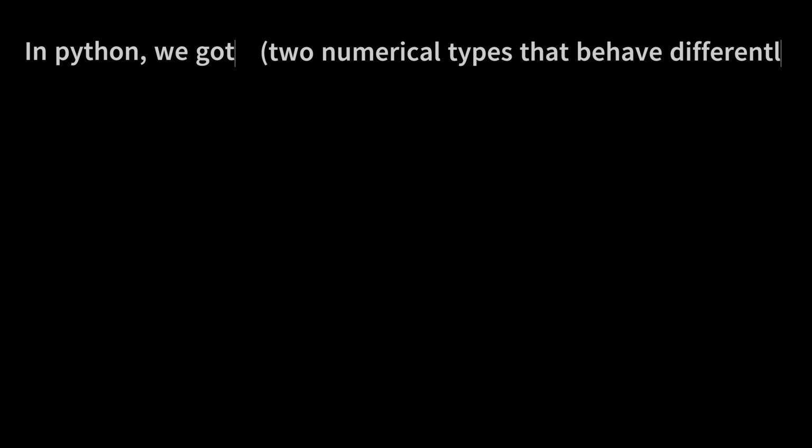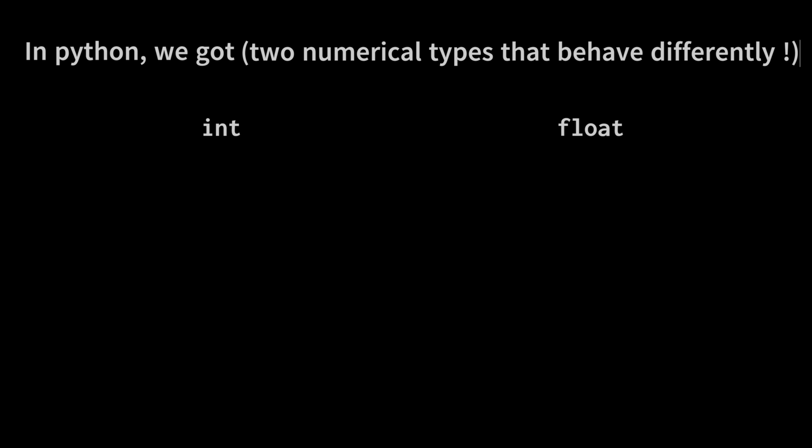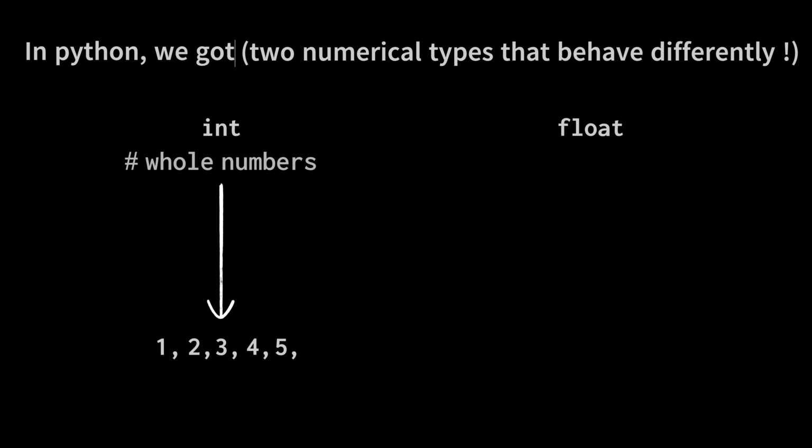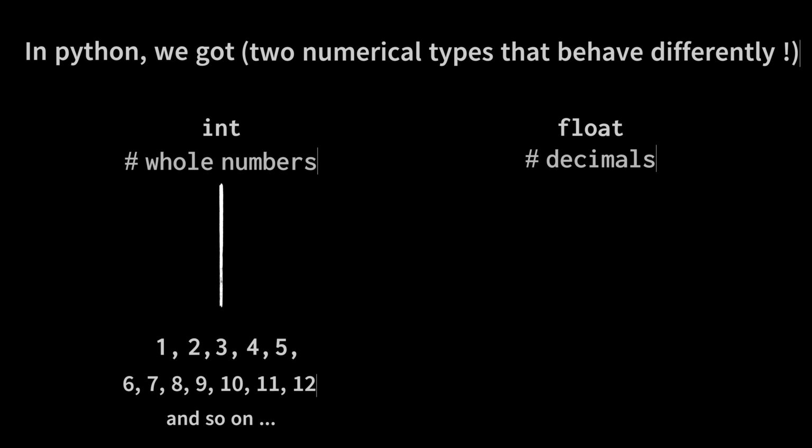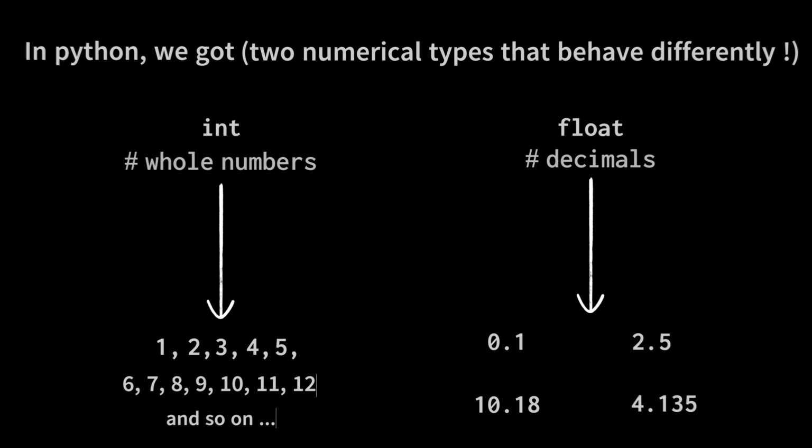In Python, we got two numerical value types, two numerical types that behave differently: int and float. The int type is for whole numbers. Think of 1, 2, 3, 4, 5, 6, 7, 8, 9, 10, 11, 12, and so on. The float type is for decimals. Numbers like 0.1, 2.5, 10.18, 4.135.